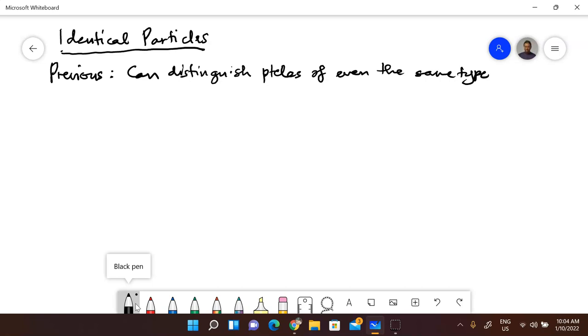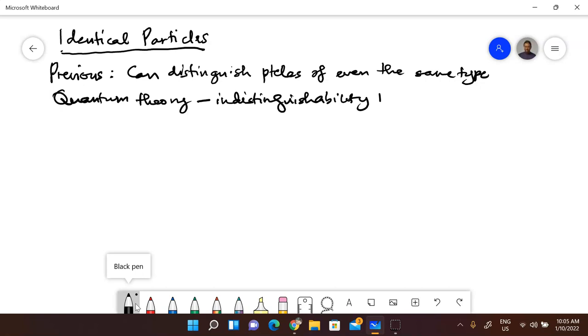Okay, maybe I should mention quantum theory first. In quantum theory, the idea of indistinguishability becomes important. We will show this in a minute. It plays an important role.